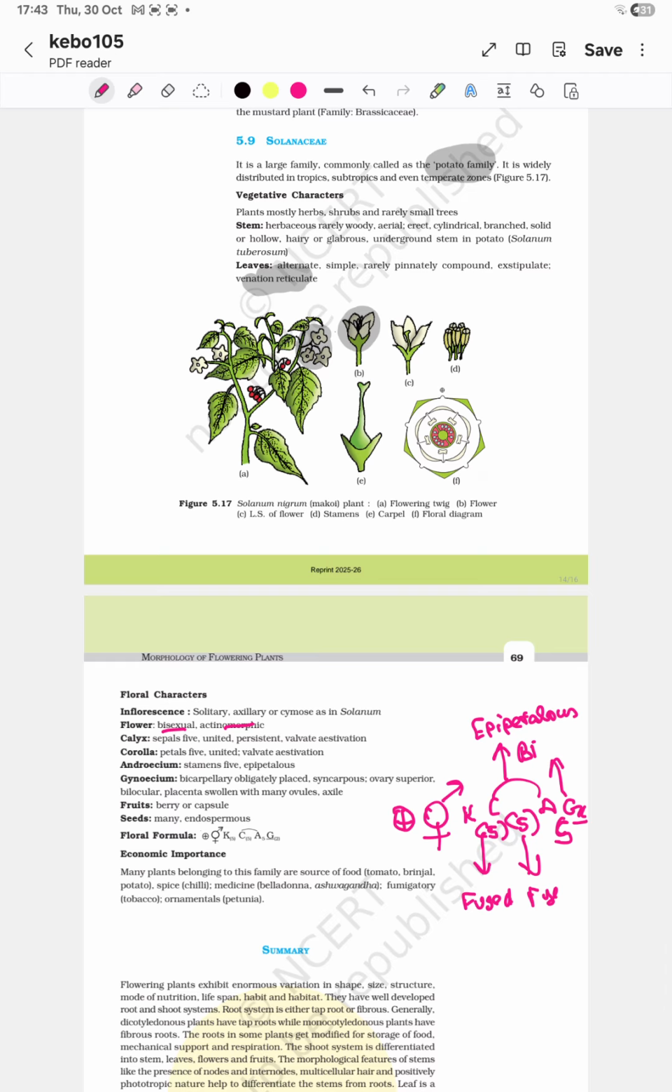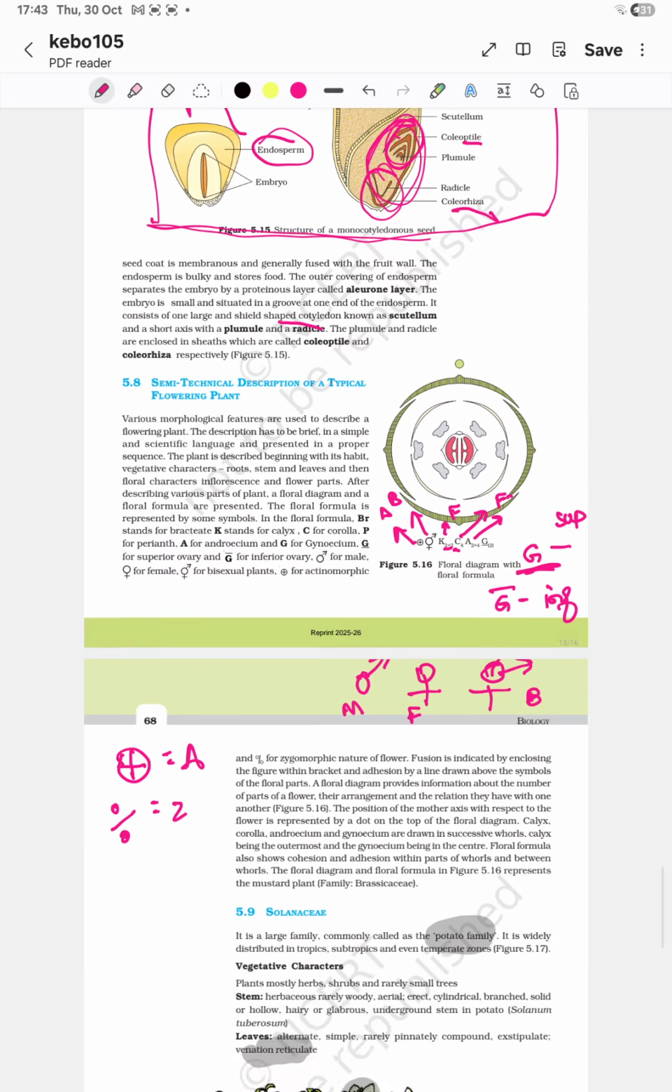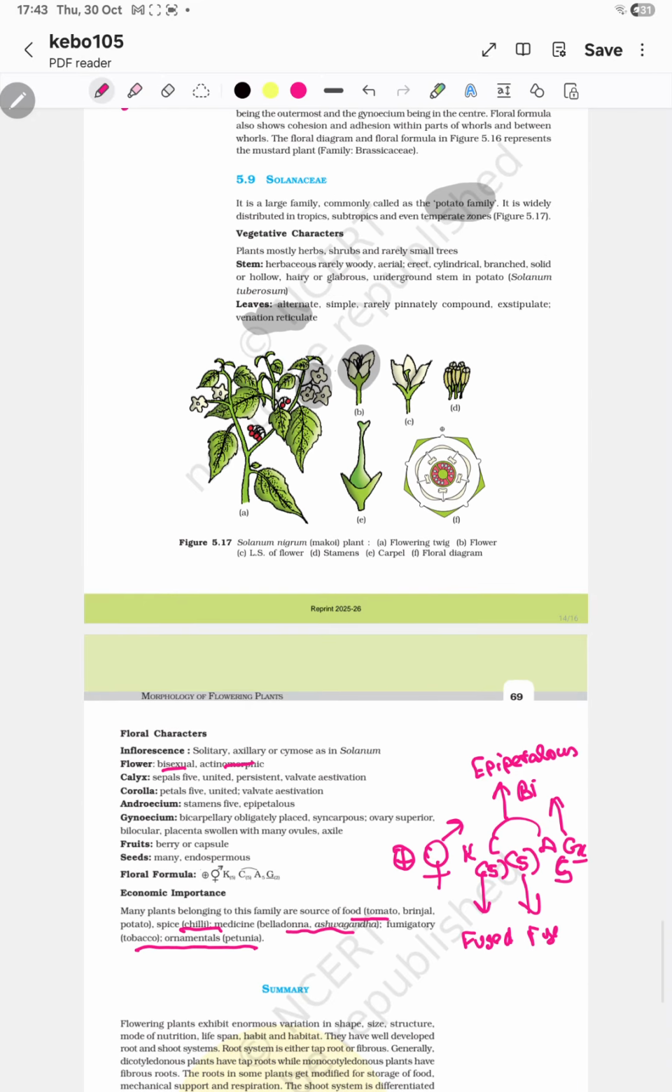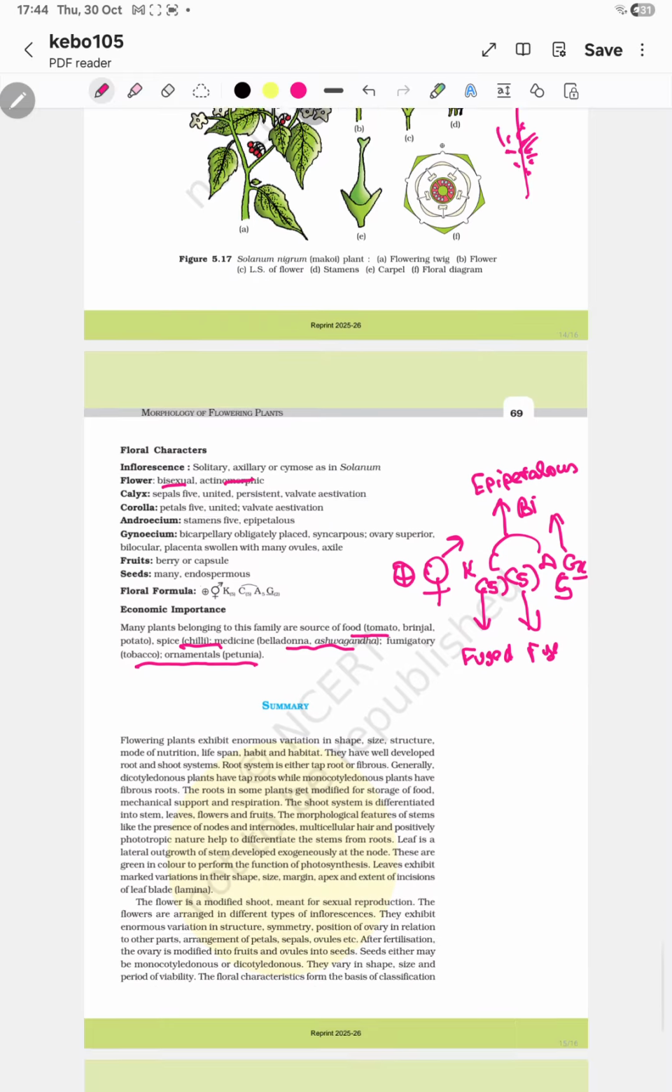Now, economic importance you must know. Many plants are a source of food, like tomato, brinjal, potato, medicine like belladonna, fumigatory like tobacco, ornaments like petunia. One more thing to remember, they ask you sometimes, what is glabrous? Hairy means it has many hairs like this, whereas glabrous means it is smooth. If you ever wonder, that is okay.